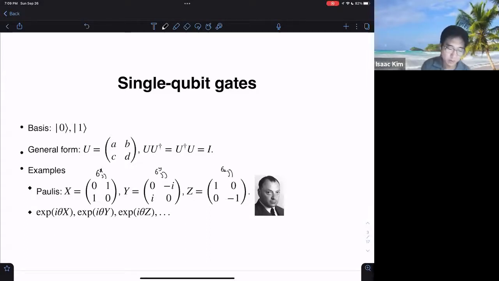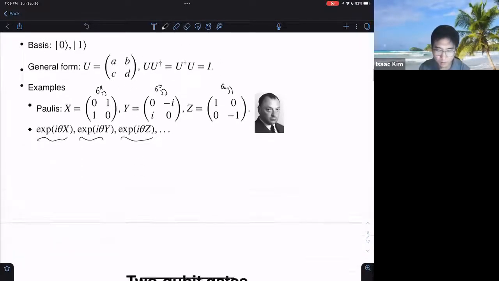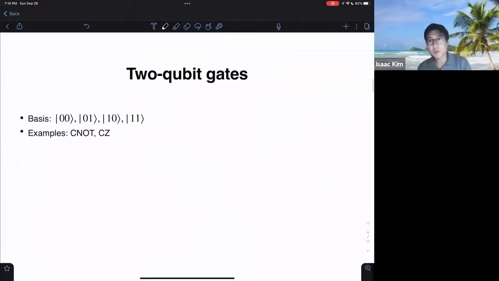And because these are Hermitian operators, obviously we can exponentiate them. And these will be, again, unitary operators. So these are the single qubit gates people typically think about. What about the two qubit gates? Two qubit gates are just 4x4 matrices because this acts on 2 qubits, and the hyperspace of 2 qubits is 4-dimensional. And there are, again, the gates that people typically consider.